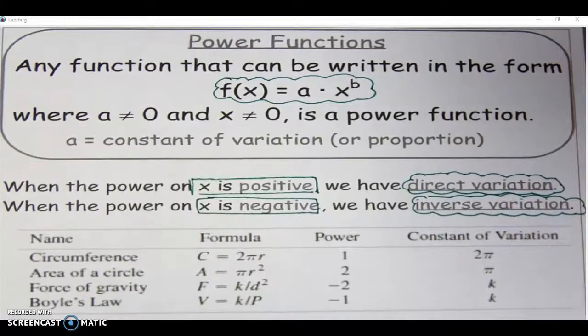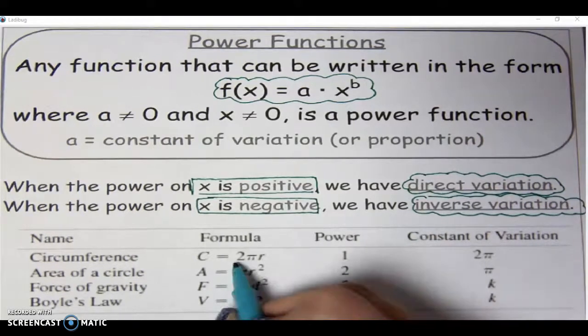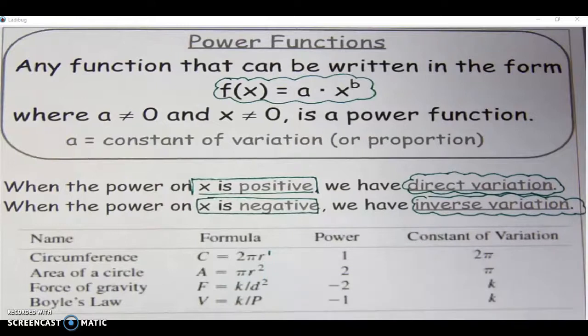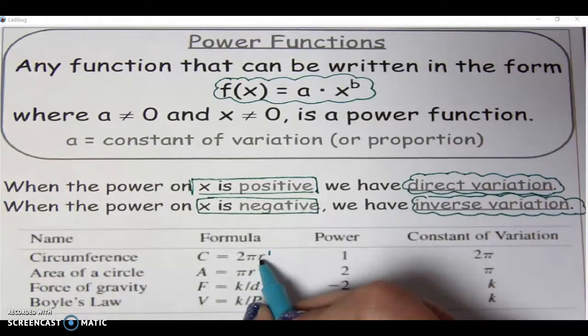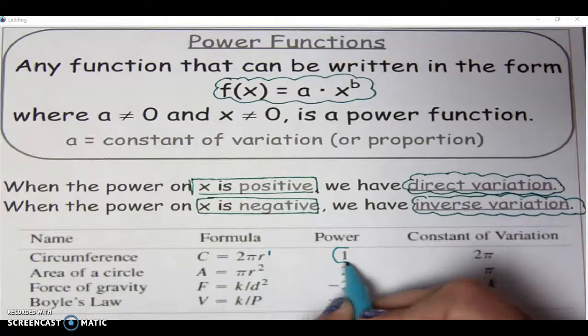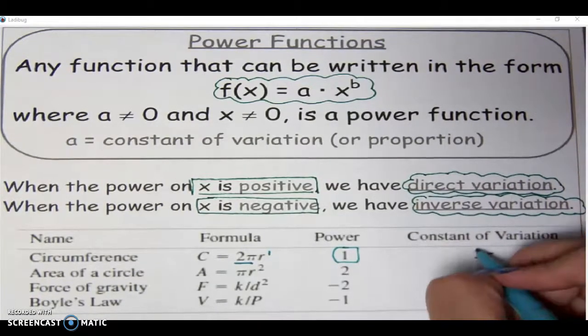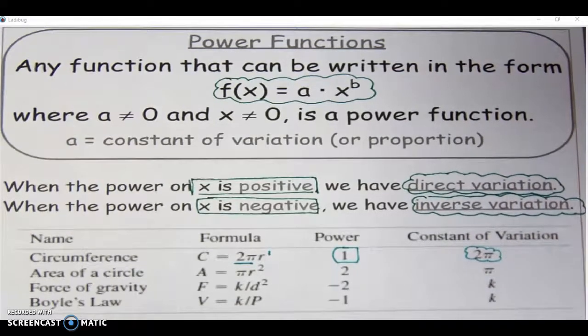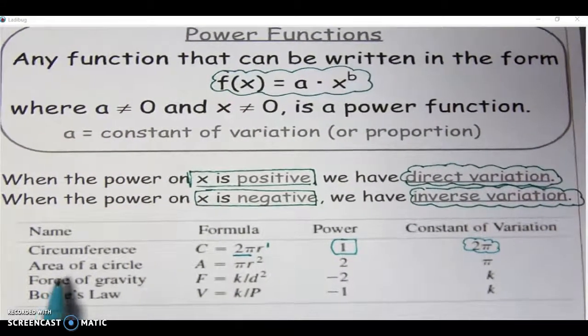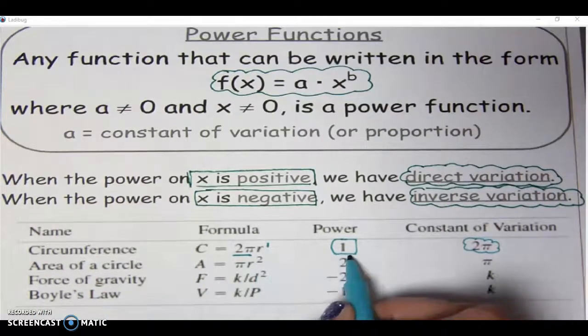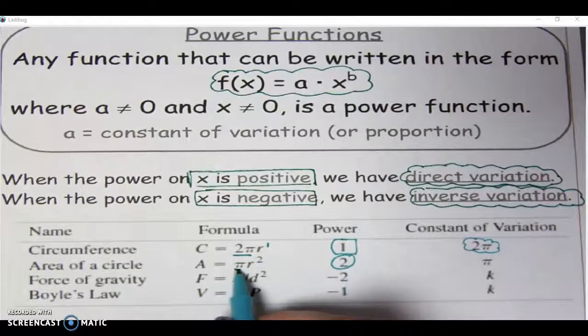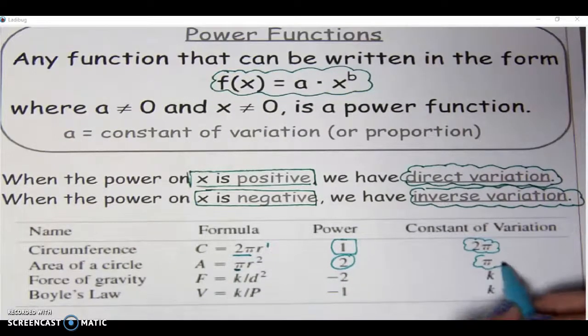So some examples from some formulas that you've seen before. The circumference formula is 2 pi r. So this is a power function. It's 2 pi, r would just be to the first power. So r is your variable here, and it's to the first power, so this is a power of 1. Whereas that constant of variation is just the 2 pi out front. Another formula that you've seen before is area of a circle. So pi r squared. Our power here is 2 on my r, with that constant of variation just being pi.